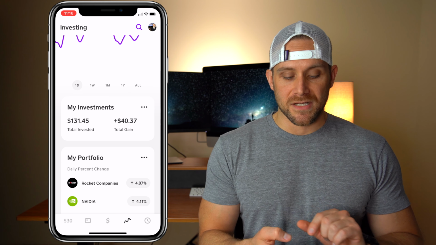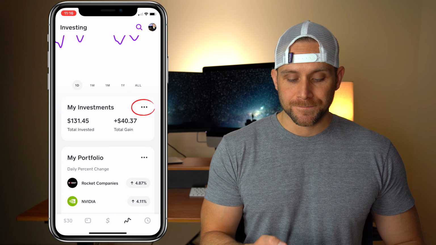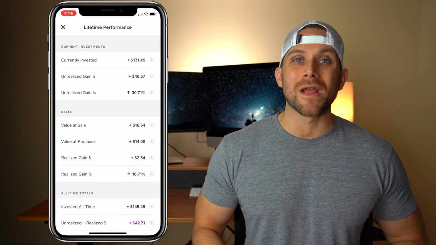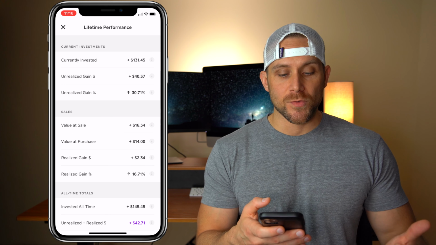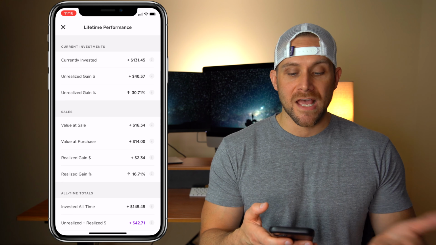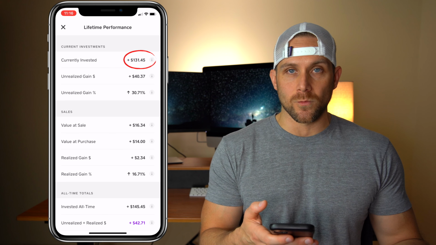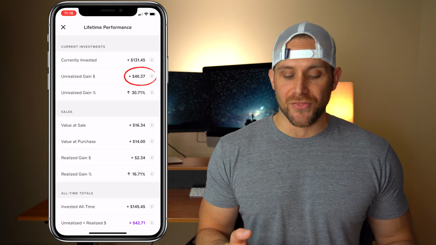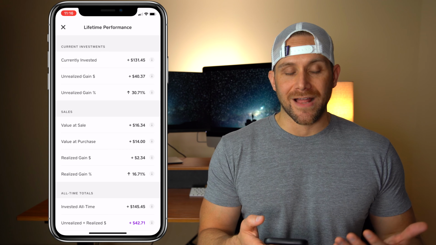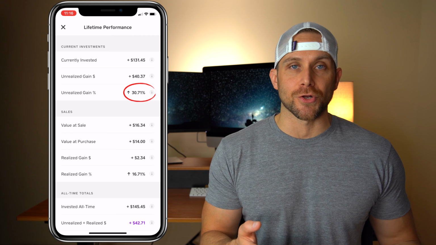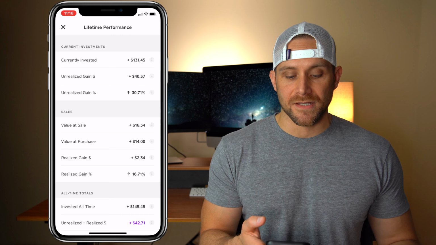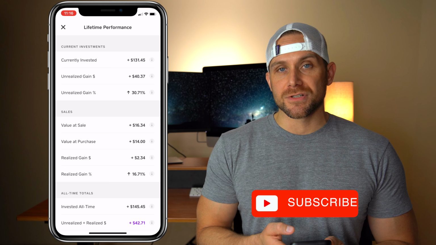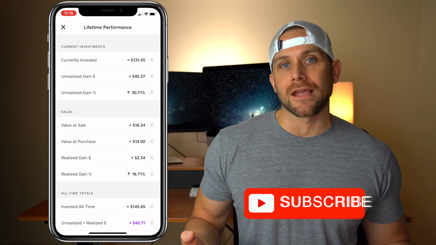If we press the three dots right there, this is going to give you a breakdown of my lifetime performance with investing in Cash App. So we'll start at the top with my current investments. As I said, currently invested $131.45, unrealized gains $40.37, and the unrealized gain percentage is 30.71%.